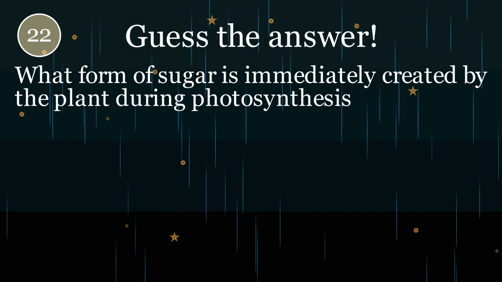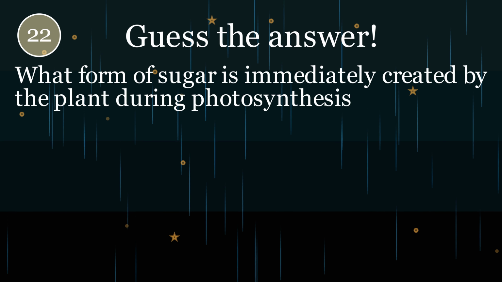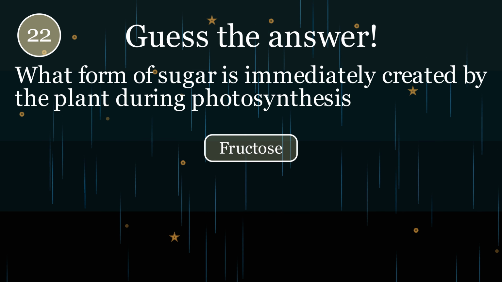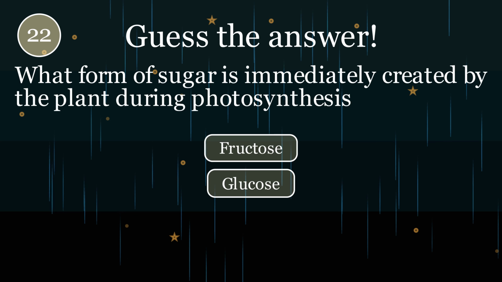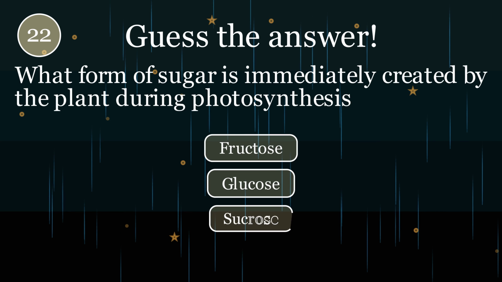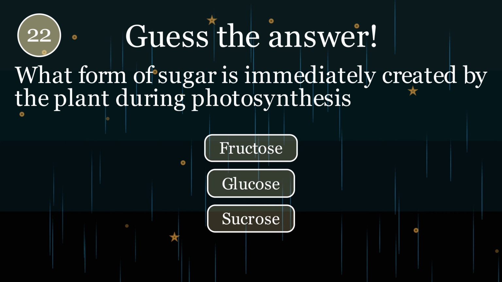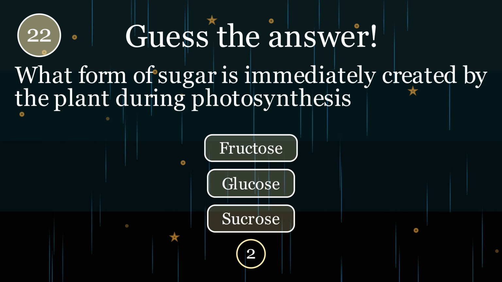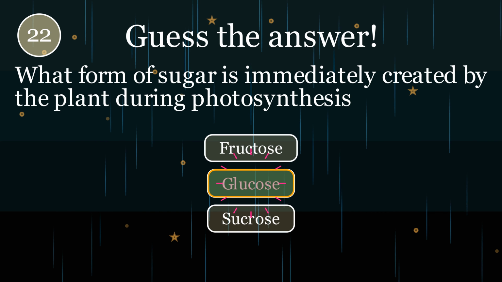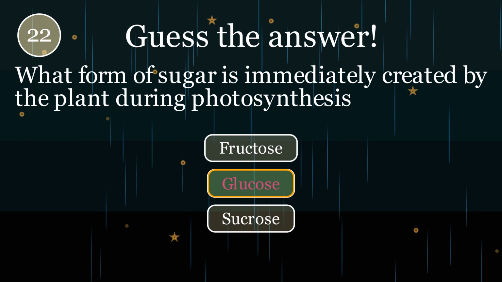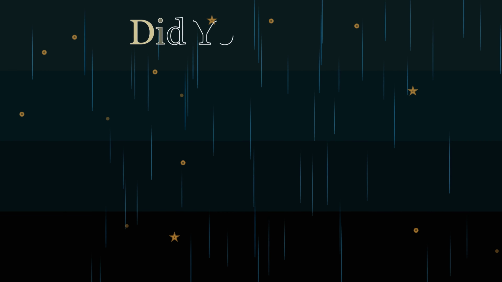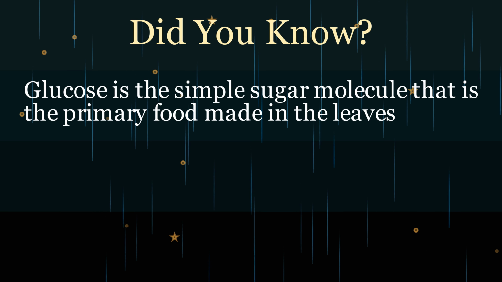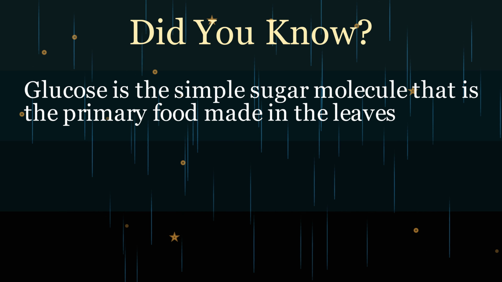What form of sugar is immediately created by the plant during photosynthesis? Fructose, glucose, sucrose. The correct answer is glucose. Did you know? Glucose is the simple sugar molecule that is the primary food made in the leaves.